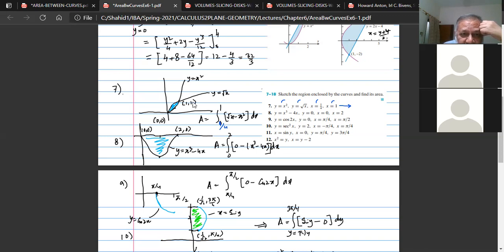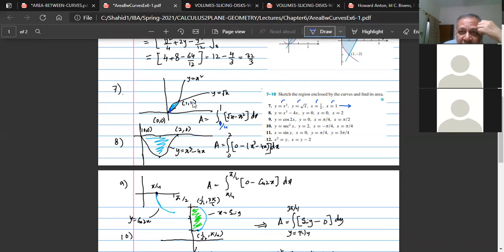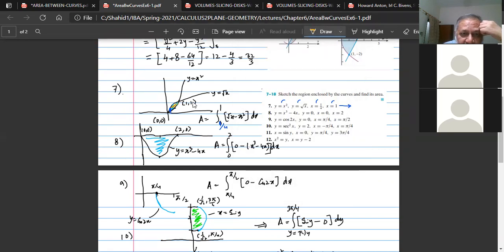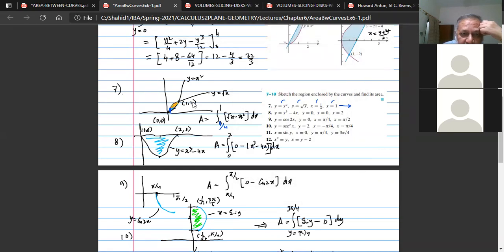recognize the region. So 1/4, this region, now I should color it clearly with a different color, according to the given condition, x is equal to 1/4 to x is equal to 1, the region between these two curves, we have to find the area of that region, and that is done by this.